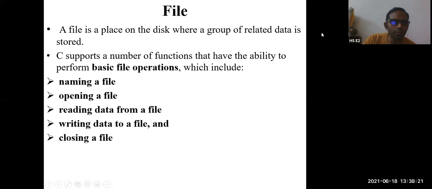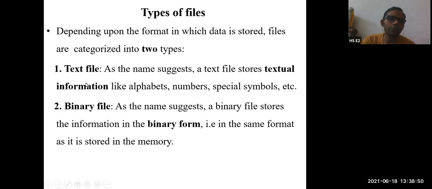What we have seen in the previous class means we have seen what the needs for a file are, why we need to create a file. If we want to create a file, the basic operations of a file are naming a file, providing a valid name to a file. Then we have to open a file, read data from a file, write data to a file. In order to read or write the data, we need to open the file. In order to open the file, we need to have a name given to a file, and at the end we are going to close the file. So these things we have seen.